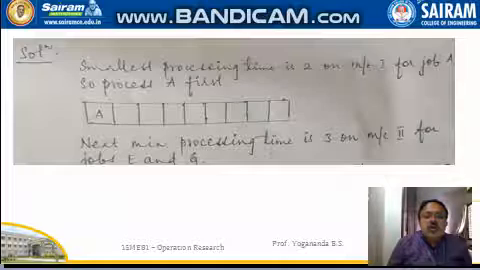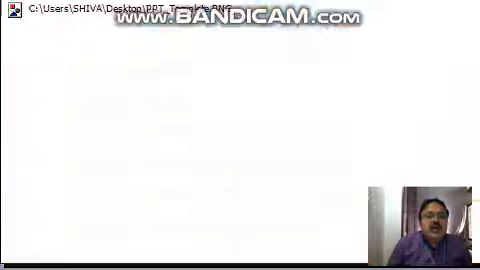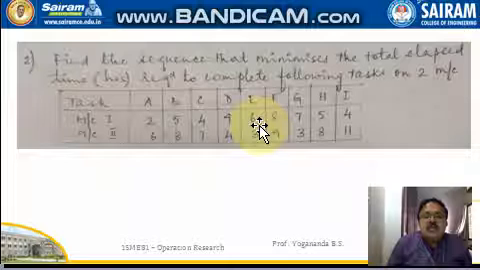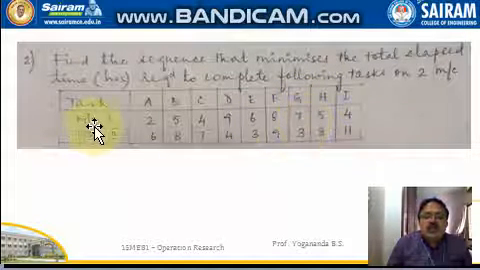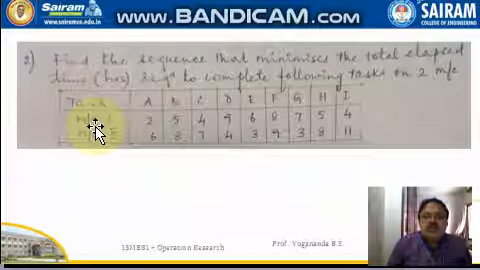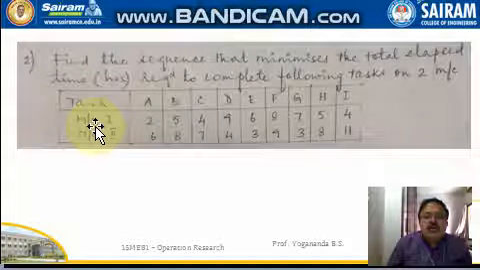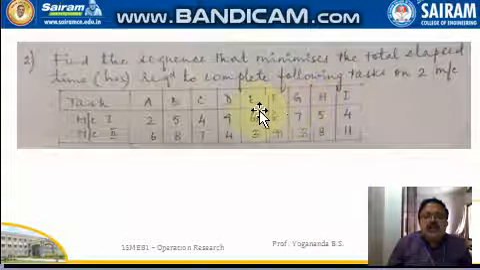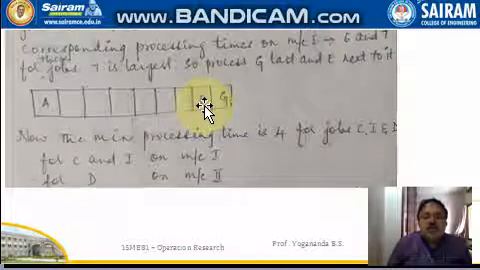Now you have to see the processing times for E and G. E is consuming 6 hours on machine 1 and G is consuming 7 hours on machine 1. On machine 1, the one which consumes less time will be done first and the one which consumes more time will be kept at the end. So accordingly, G will be kept at the end, and E will be before it. That is what we have written here.